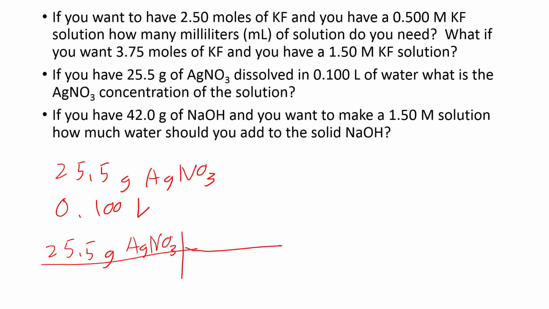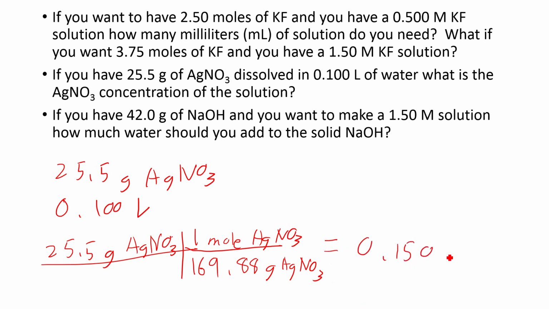So 25.5 grams of silver nitrate. Then you have to look up its molar mass. So silver has a molar mass of 107.87. Nitrogen has a molar mass of 14.01. And then we have 3 oxygens, and that's going to have a molar mass of 48, because remember there are 3 of them. So from there, we get that the molar mass is going to be 169.88 grams of silver nitrate for every 1 mole of silver nitrate. 25.5 divided by that will give us that we have 0.150 moles of silver nitrate.